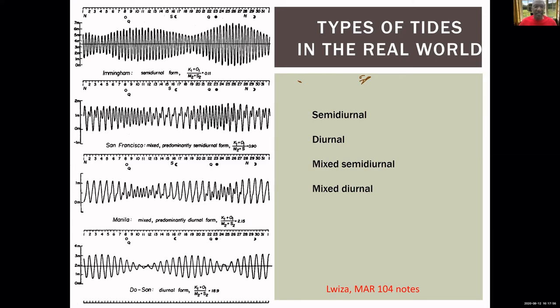Most places in the Pacific have diurnal tides. That has to do with how the ocean responds to the gravitational forces of the sun and the moon. The big ocean that is the Pacific responds mainly to the diurnal tides. It ignores the semi-diurnal, whereas the Indian Ocean and the Atlantic respond more to the semi-diurnal tides.